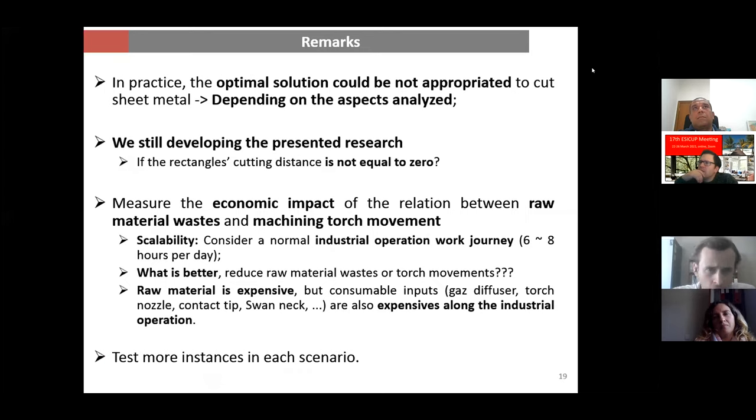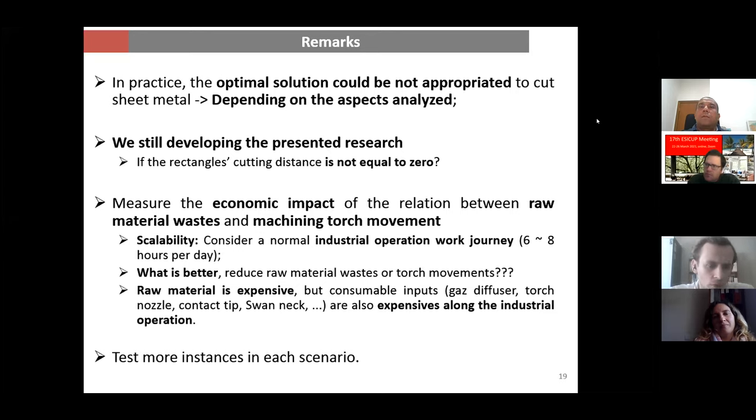So based on this, in practice, the optimal solution could be not appropriate to cut sheet metal, depending on the aspects analyzed, mainly the relation between the raw material used and the torch time spent on movement of the torch. We still develop the present research, mainly related to when the cutting distance is not equal to zero. I think that the results will change a little bit. How, I don't know, but we need to study this condition.